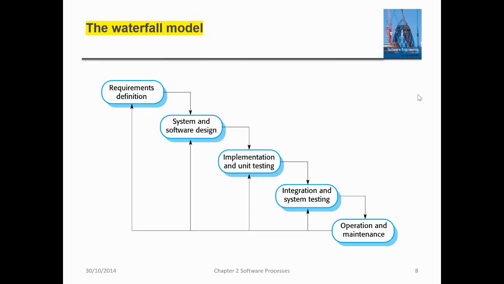Those smaller modules then get handed off to the people that are actually going to be writing the code, implementing the code. Back in '91, we really didn't do unit testing yet, but the waterfall model has evolved a little bit with the times. So that implementation and unit testing is the next phase in the waterfall.